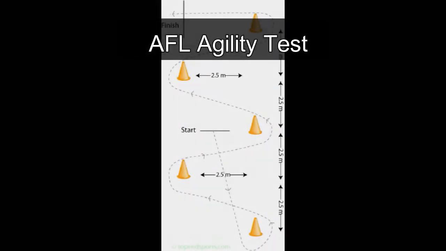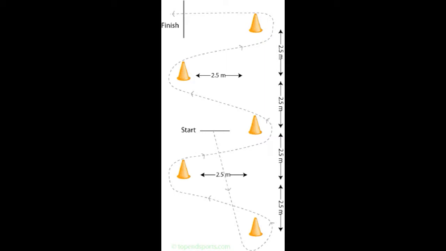In this vlog I will evaluate my own performance of the AFL Agility test. The AFL Agility test is a specific slalom type agility test that has been developed for the AFL. The test involves running in and out and around obstacles over a 40-metre total distance.